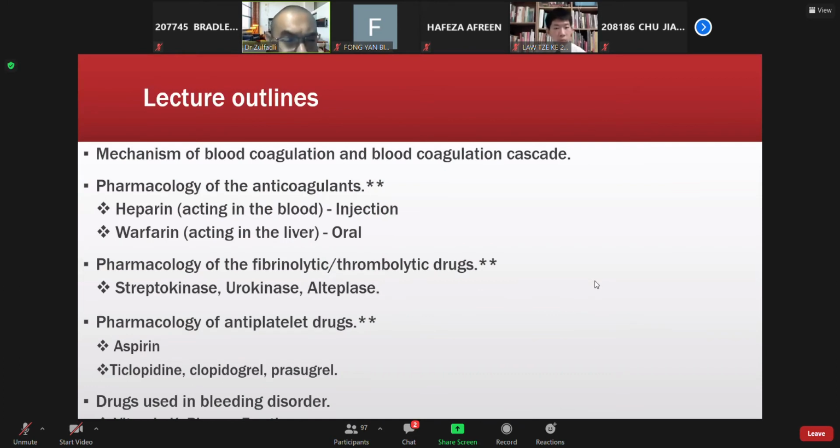So in this lecture, you need to understand, try to read, I think from the hematology book. Maybe you can borrow from your friend or from your senior. What is the mechanism of blood coagulation and also the blood coagulation cascade? Blood coagulation includes vasoconstriction, platelet activation, and also blood coagulation cascade activation. And then you need to know about the pharmacology and also the use of vitamin K, plasma fractions and whatnot.